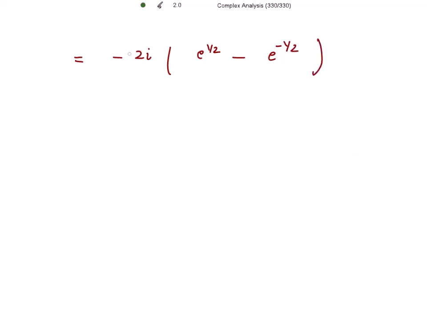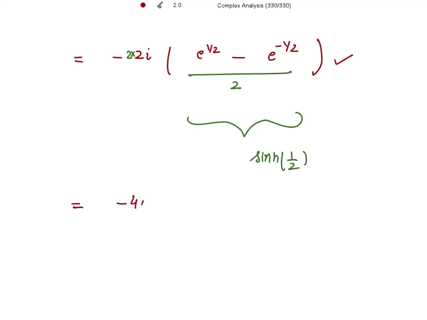If I multiply and divide by 2, then this becomes the formula for sinh(1/2). You can also leave the answer as it is, but another way to write the answer is minus 4i sinh(1/2). So this is how we have solved this integral. Okay, thank you. Stay blessed.